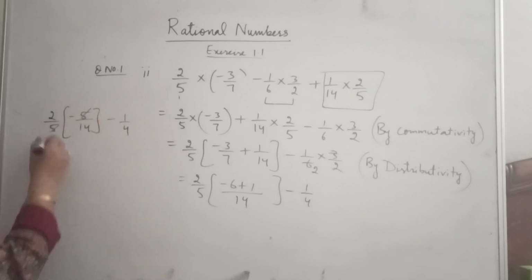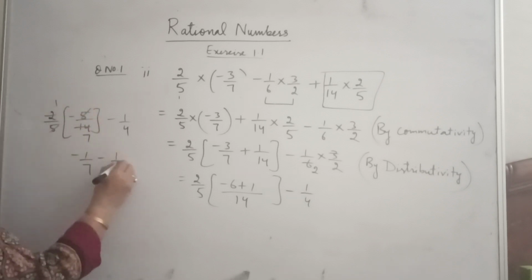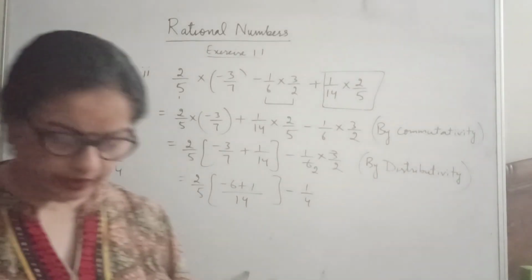5 will cancel with 5. 2 1s are 2, 7 2s are 14. So what is left here? Minus 1 by 7, and here minus 1 by 4. Again we will take the LCM. LCM of 4 and 7 is 28. 7 4s are 28, 4 1s are 4. And here 4 7s are 28, 7 1s are 7. Both have the same sign, so we will add: minus 11 by 28. This will be the answer.